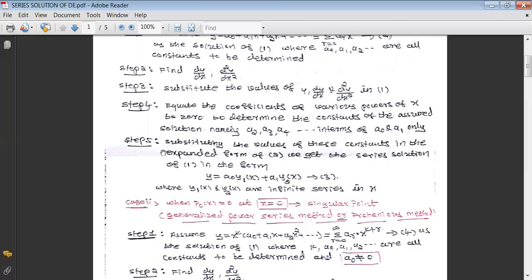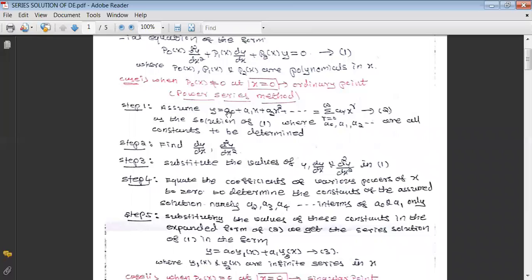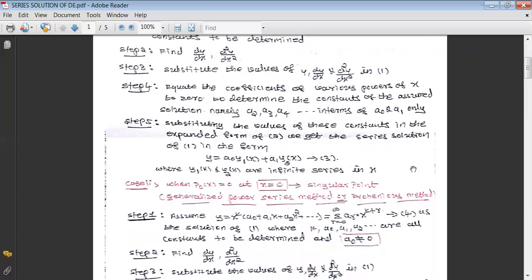That's why step 5 states that we substitute the values of these constants in the expanded form of 2. The expanded form of 2 means this one, that is a0 plus a1x plus a2x square plus a3x cube and so on. This is called the summation form and this is called the expanded form. Now we have to substitute the values of these constants in the expanded form of 2 to get the series solution of equation 1 in the form y equal to a0 into y1(x) plus a1 into y2(x).